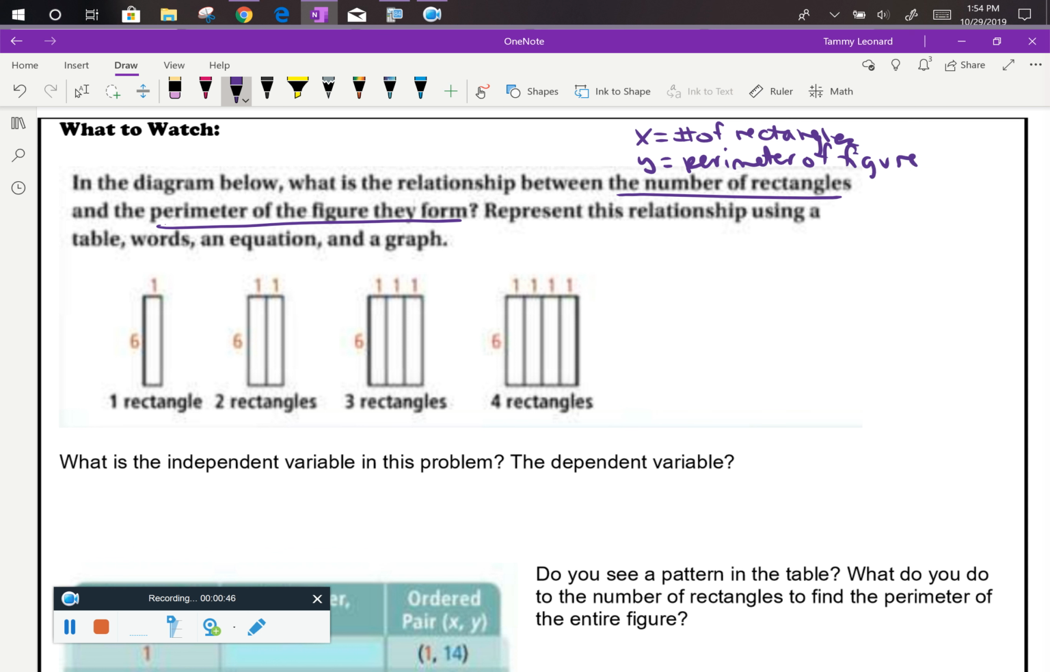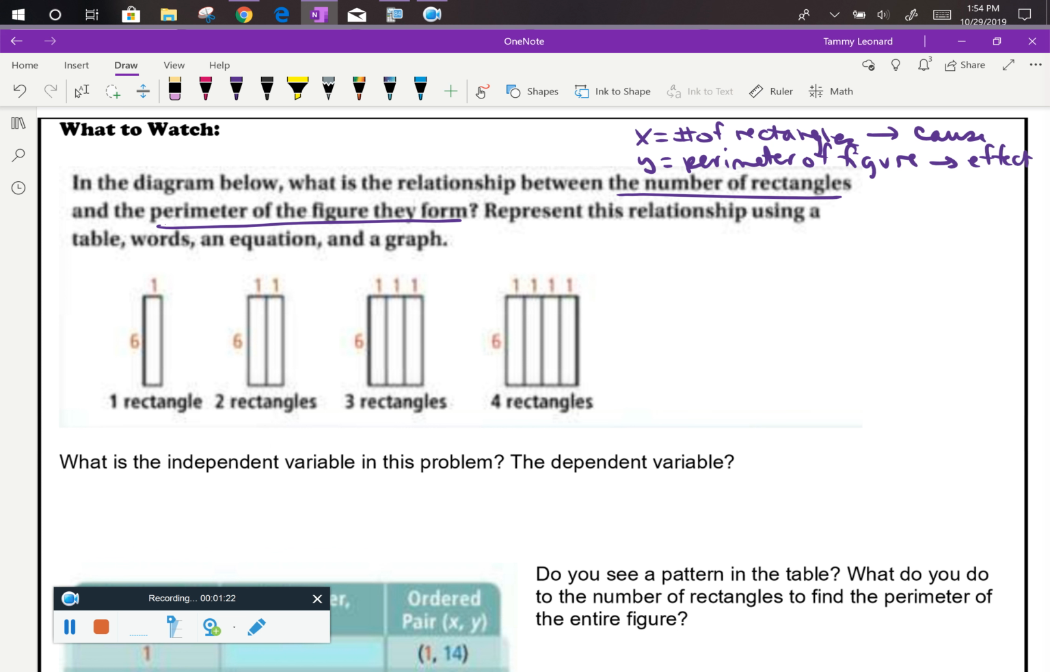So when we look at that, the number of rectangles is the thing that's being controlled. First there's one rectangle, then two, then three, etc. And the result of changing the number of rectangles changes the perimeter of the figure. That's why the number of rectangles is the cause and the perimeter is the effect. So the cause is always our independent variable, or our x, and the effect is our dependent variable, or our y. So we're going to be looking to form a relationship to be able to describe what's going on.